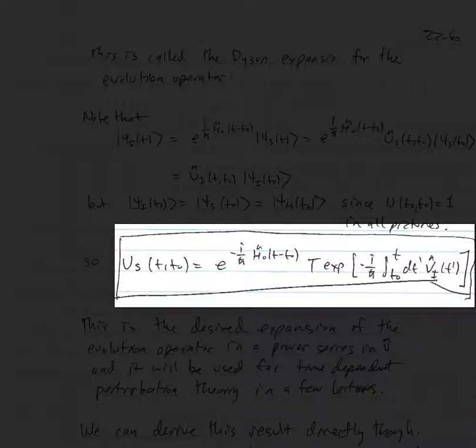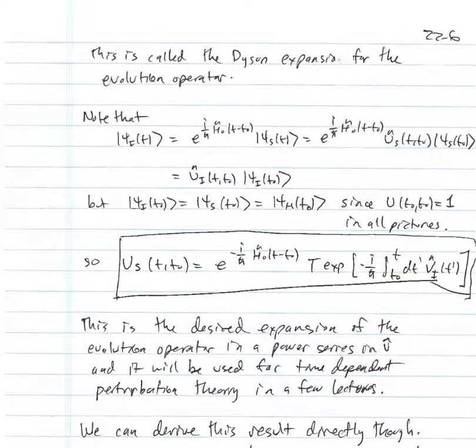U Schrödinger of (t,t0) is equal to e^(-i/ħ H0 (t-t0)) times the time-ordered product e^(-i/ħ ∫ from t0 to t dt' V_I(t')). This is the expansion that we wanted to find of the evolution operator, which is U Schrödinger of (t,t0), in a power series in the perturbation V. It will be used to determine an expansion for time-dependent perturbation theory in just a couple of lectures.